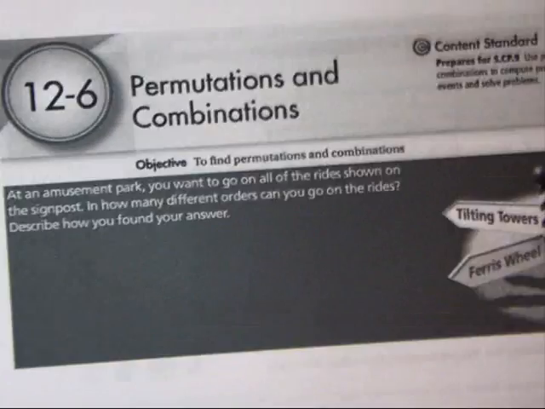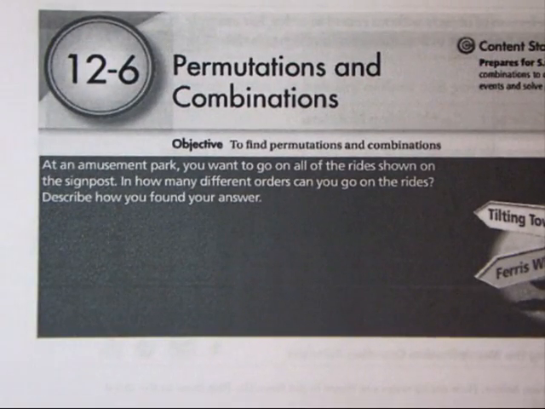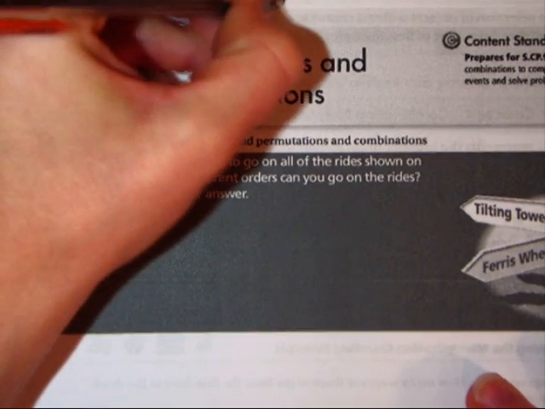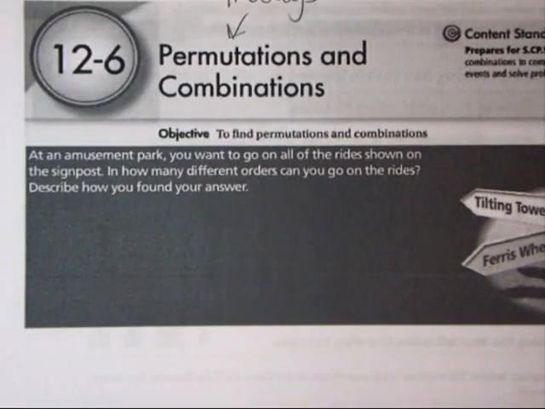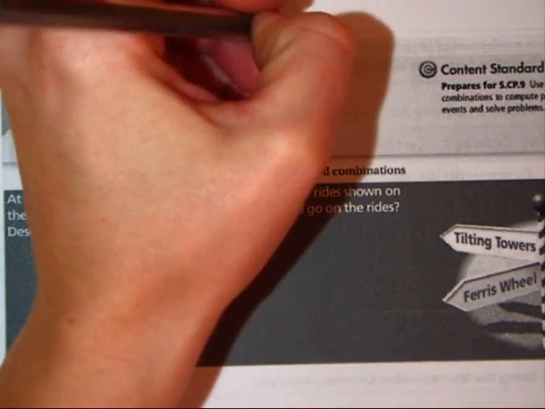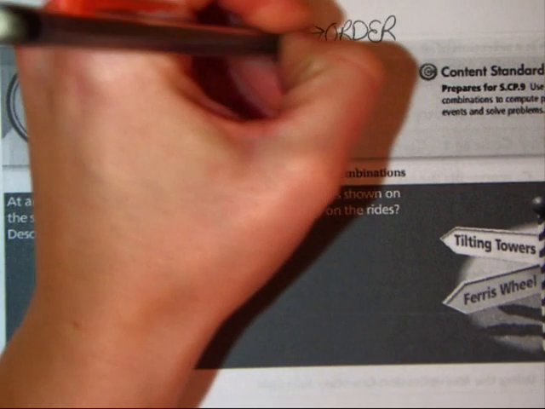In 12-6, we are going to move on to what we call permutations and combinations. Before we even start the lesson, I want to talk to you about the major difference. Permutations is the number of ways something can happen if order is important.